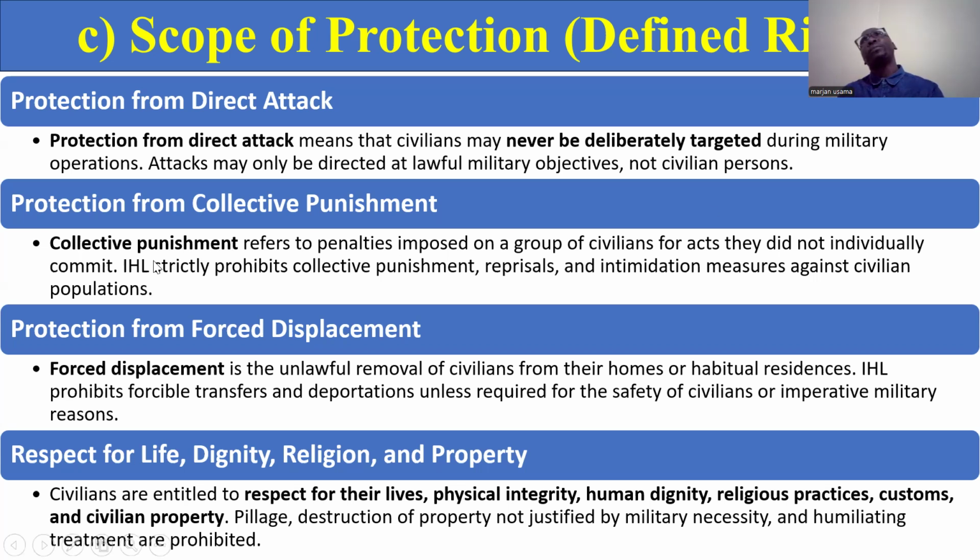Number two, protection from collective punishment. So collective punishment refers to penalties imposed on a group of civilians for acts they did not individually commit. So international humanitarian law strictly prohibits collective punishment, reprisal, and intimidation measures against the civilian population.